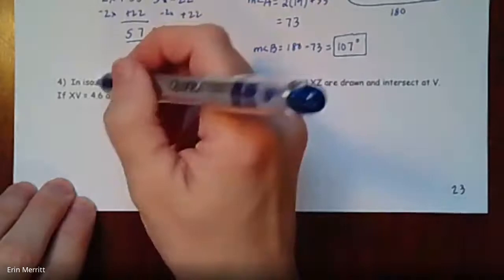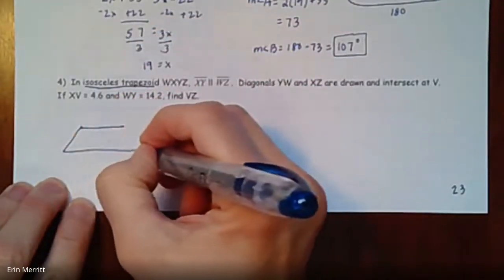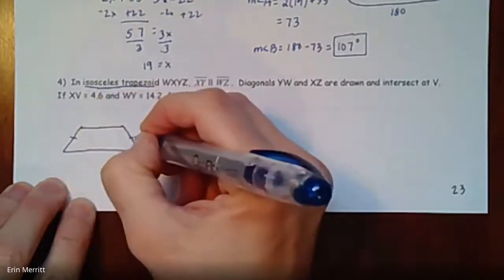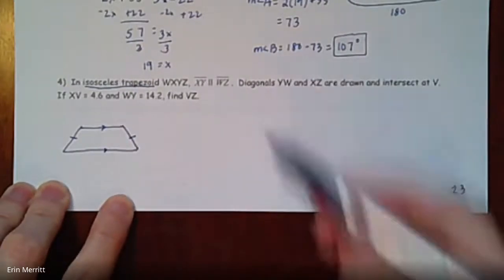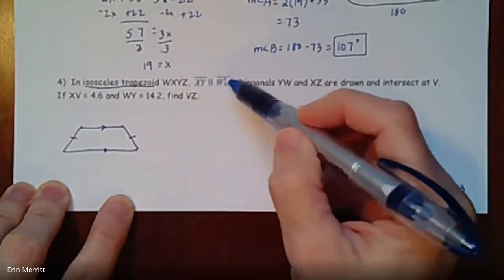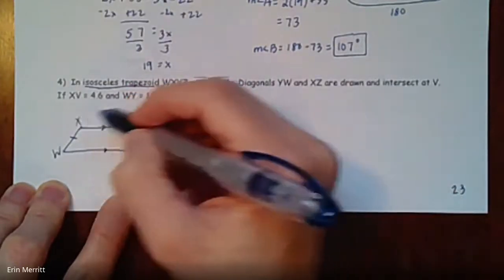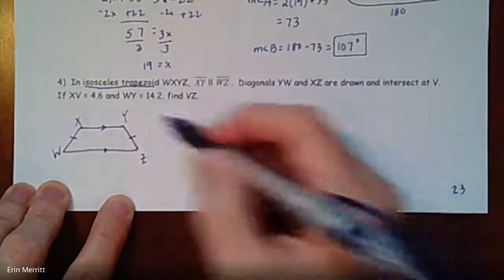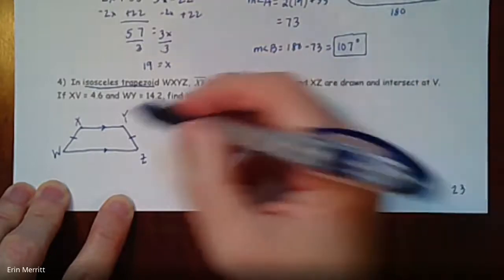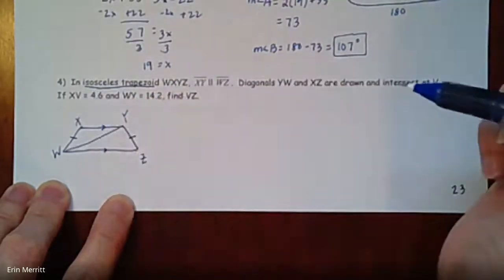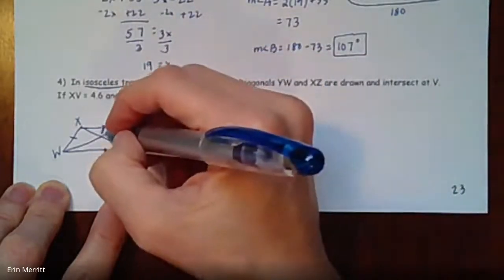Number 4, an isosceles trapezoid. Okay. One pair of opposite sides parallel, the non-parallel sides congruent. That's what we think of for an isosceles trapezoid. They're telling you it's WXYZ, where XY is parallel to WZ. All right, I think I'm looking good there. So diagonals YW and XZ are drawn. All right, and they intersect at V. So that little point there.